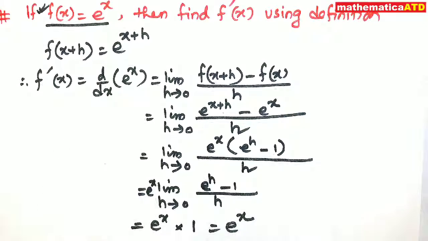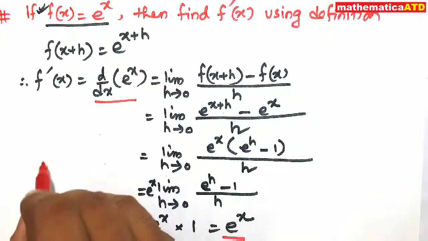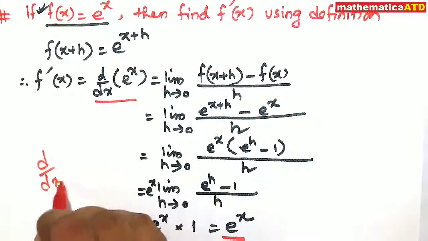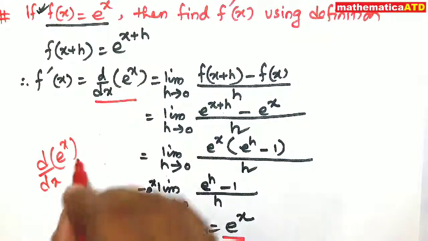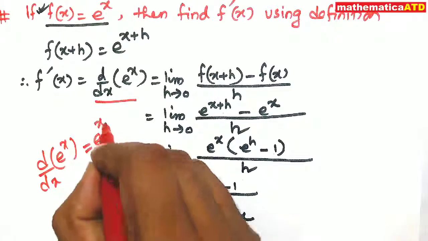Friends, d/dx of e to the power x is equal to e to the power x. We write it again, d/dx means derivative of e to the power x with respect to x is equal to e to the power x.